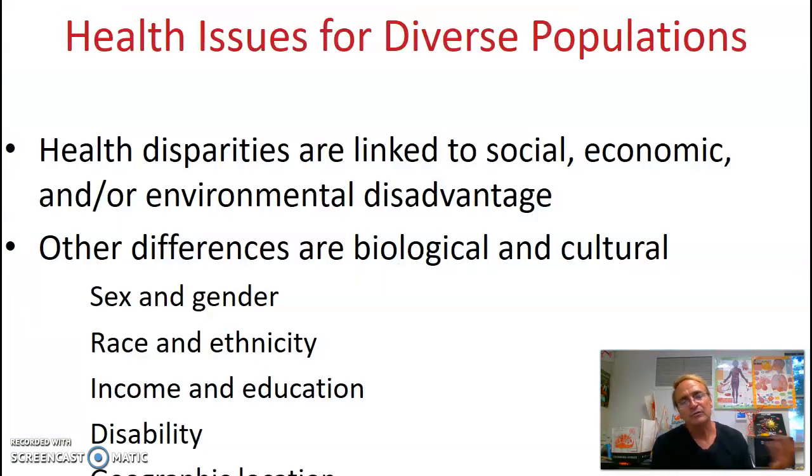And again, with a diverse population, we have lots of different health issues, and there are a lot of reasons why there are disparities between social, economic, and environmental situations. Sex and gender, race and ethnicity, income and education, disabilities, all play a part in the disparities of who has what kind of insurance and who gets help sooner than later.